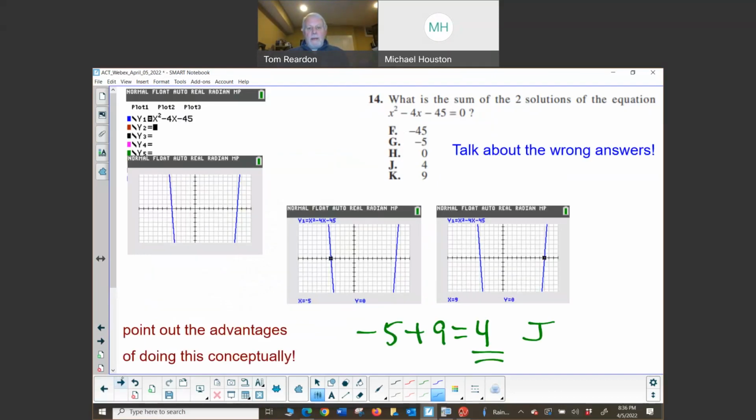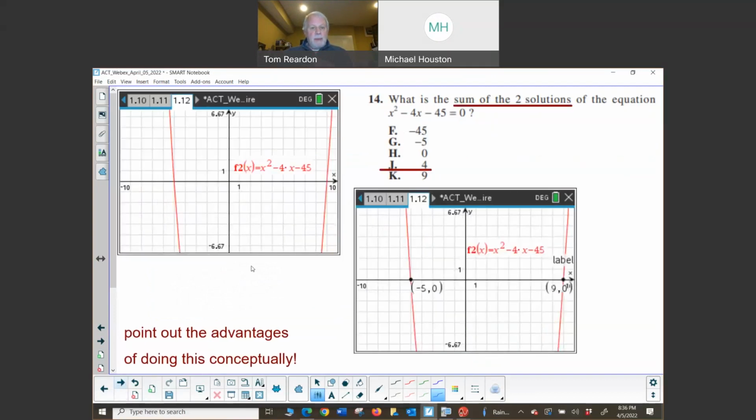So I can do that on the 84. And again, I think there are advantages to seeing this graphically. Also, we talked about the wrong answers and how they can get you, okay? Similarly done on Nspire, except I found both zeros here, okay, to see that.